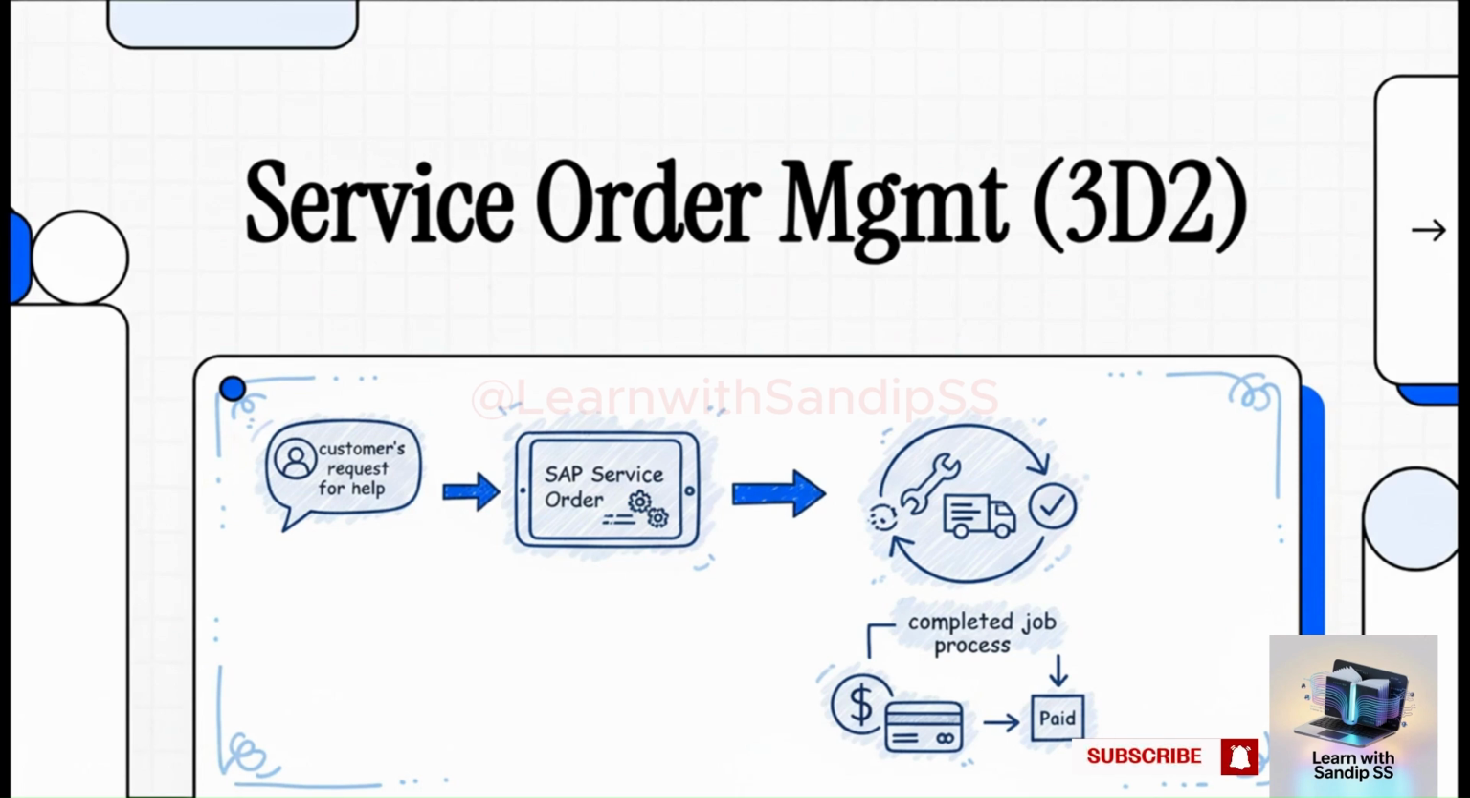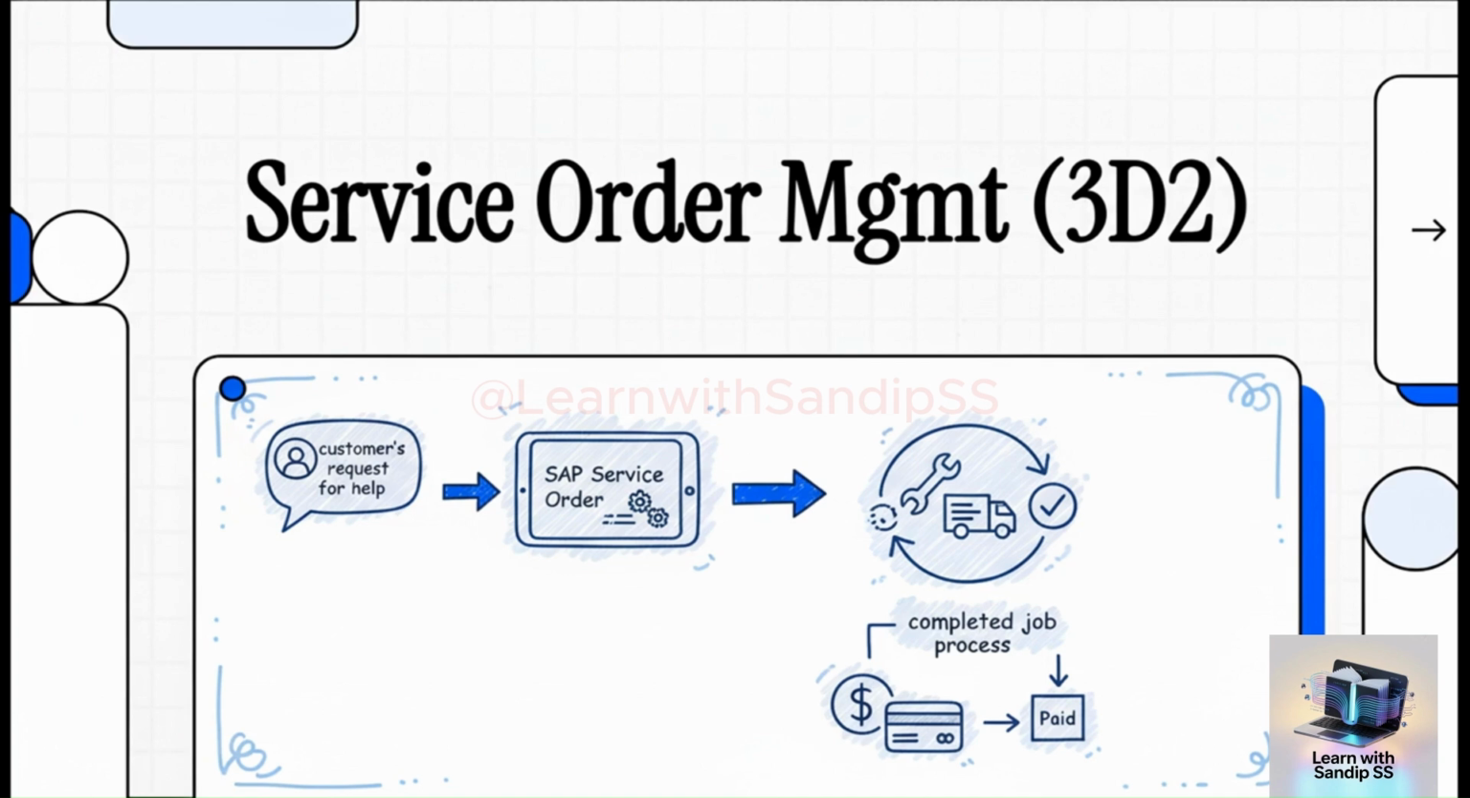Every time a customer calls with a problem, it kicks off this frantic race. A race to fix it, a race to track all the costs, and of course, a race to get paid. So today, we're going to unpack how you can win that race every single time using SAP's service order management process, also known as 3D2.